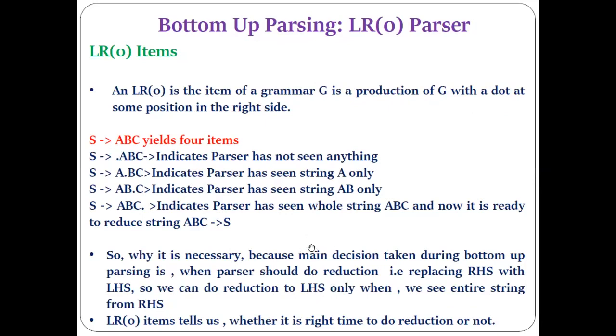And why are we utilizing the item? To help the parser take the decision of when the reduction should be done. The reduction can be done when there is nothing after this dot. It indicates this is the final state. Means if the parser has reached the final state, the reduction can be done. So the dot at the rightmost side indicates this as a final item or the final state.